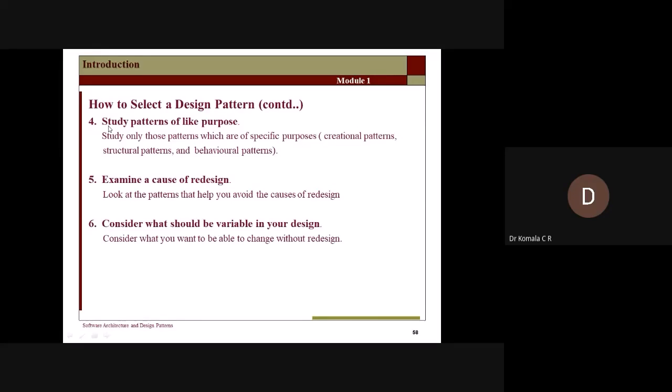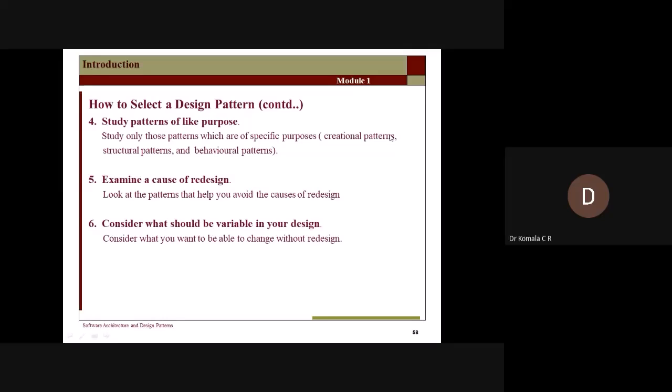Here you are going to study patterns of like purpose. We will be studying the patterns of which purpose? Like purpose means the purpose of the pattern should be the same. That means for some specific purpose you have designed the pattern, right? So only you are going to choose the set of those patterns here. So study only those patterns which are of specific purpose. It is not for general purpose. It is designed for one specific purpose. So that information should be known while selecting a design pattern.